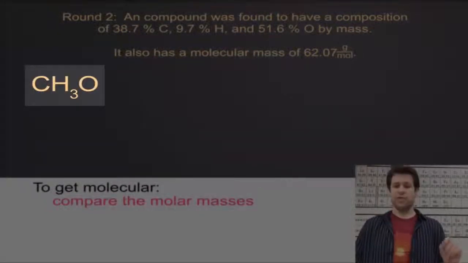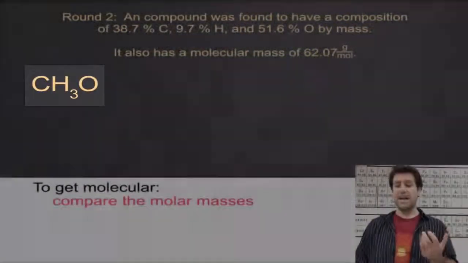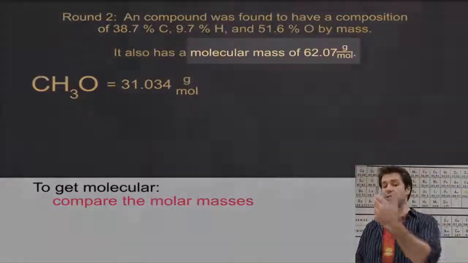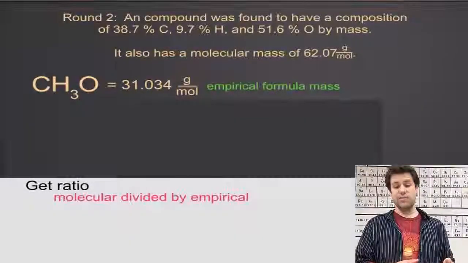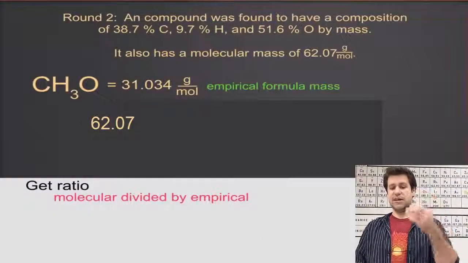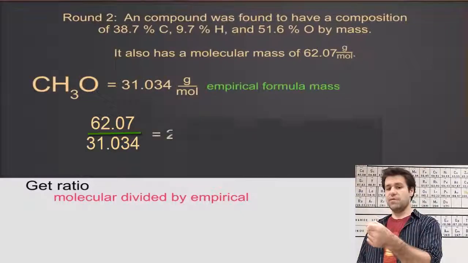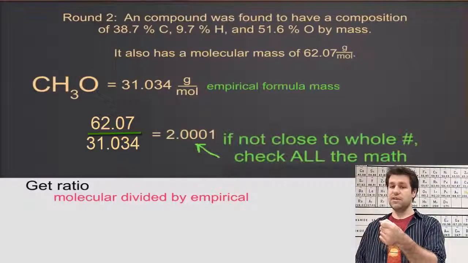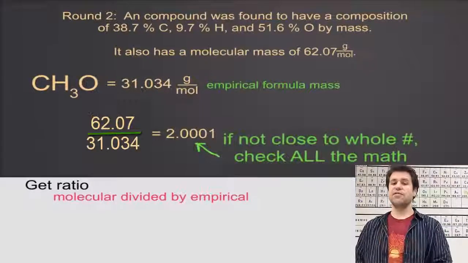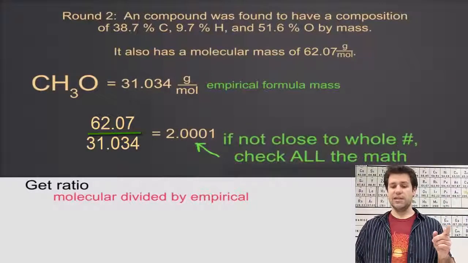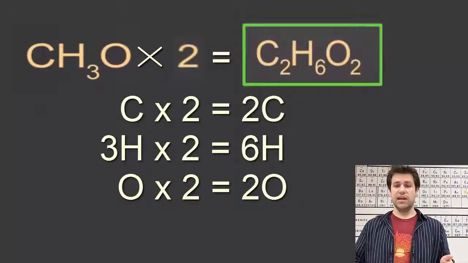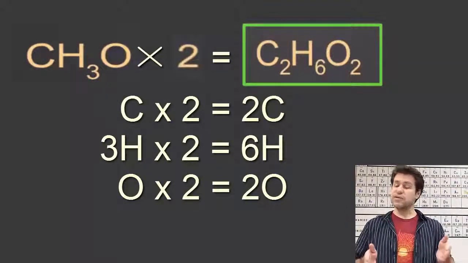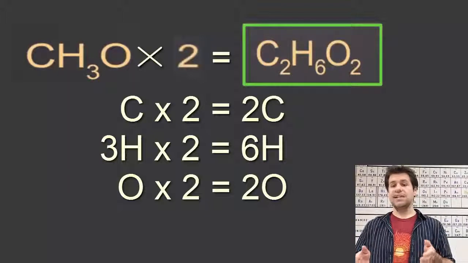But we want the molecular formula. In this case, or to find any molecular formula, you take the molecular formula mass, which in this case was given, and the empirical formula mass, which you can find from your empirical formula. Divide the molecular formula mass by the empirical formula mass, and that should give you a number. It should be extremely close to a whole number. If not, I hate to tell you, but you're going to have to probably go back and start over from scratch. But once you have it, you multiply those subscripts out, and there you have your molecular formula. In our case, the empirical formula was CH3O, but the molecular formula was C2H6O2.